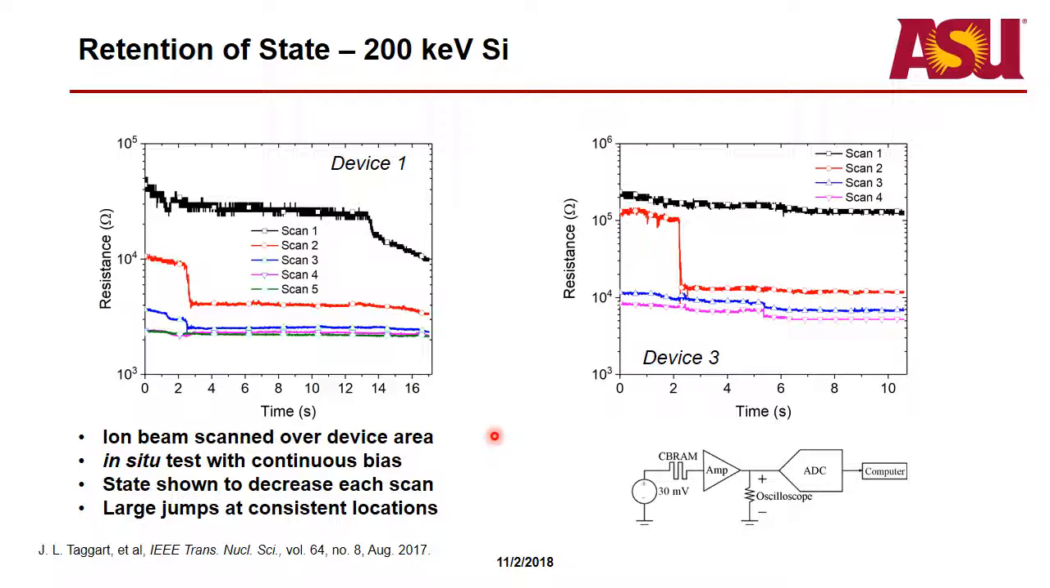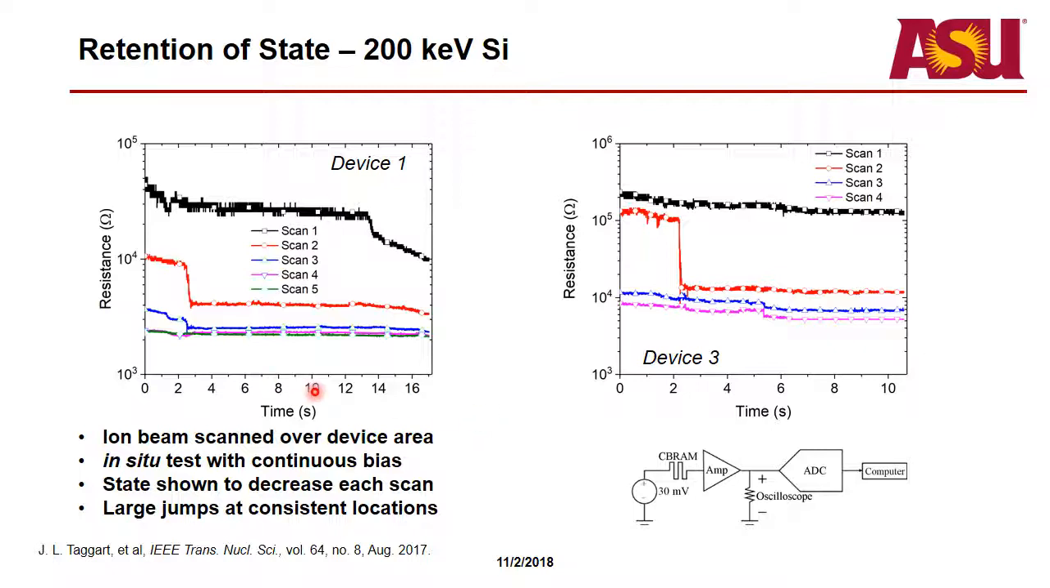So backing up a little bit. For these tests, what we did is we scanned the beam across the device, and while it was biased, we watched the resistive state. We scanned it across once, and then a second time, and a third, and so on and so forth. Every single time, we see a transition in the resistive state. In all of these tests, we started in the high resistance state, and we're watching as every sweep, the resistance decreases during that sweep.